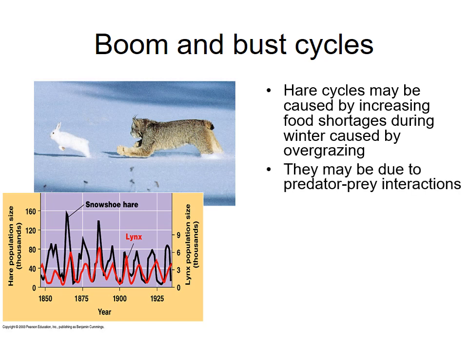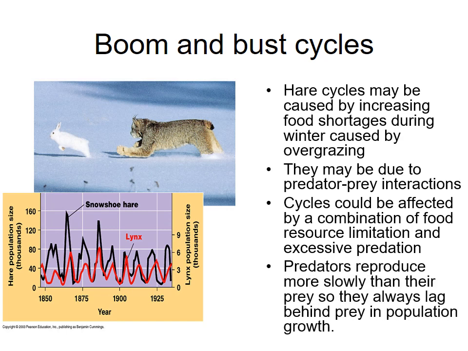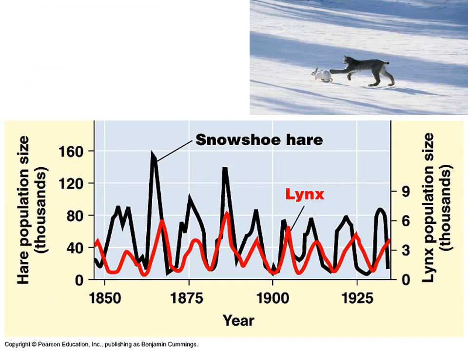Many of these fluctuations are due to predator-prey interactions as well, and the cycles are affected probably by both of those. Since predators reproduce more slowly than their prey, their population numbers always tend to lag behind the growth of their prey populations. And again, you can see that when the numbers increase for hares, soon thereafter, the numbers increase for lynx. When the snowshoe hare increases a lot, very shortly after, the lynx population increases a lot. You get the idea.